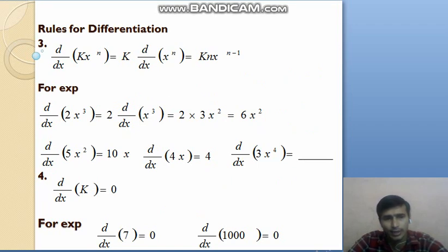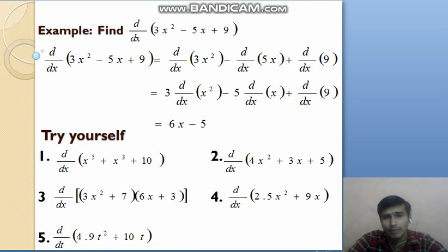So let us take one example to calculate the differentiation, so you can easily understand it. Find the d by dx of 3x square minus 5x plus 9. As we took up previously, we take the same example, d by dx of 3x square minus 5x plus 9. As per rule number 1, we separate the differentiator to all the terms: d by dx of 3x square minus d by dx of 5x plus d by dx of 9.